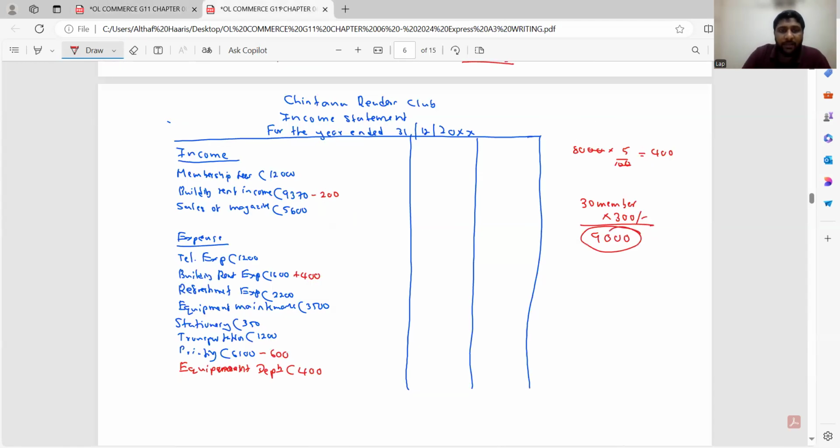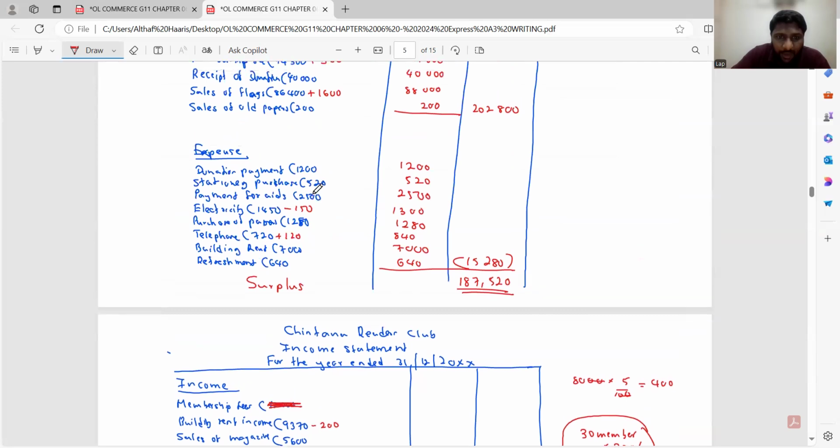But we have received 12,000. Sometimes this 12,000 may be last year's money, or maybe this year they have given it for the next year. So always we have to take the amount relevant for the year. So this is not relevant for us in this question. Amount relevant for the period. Here this formula only we have to use.